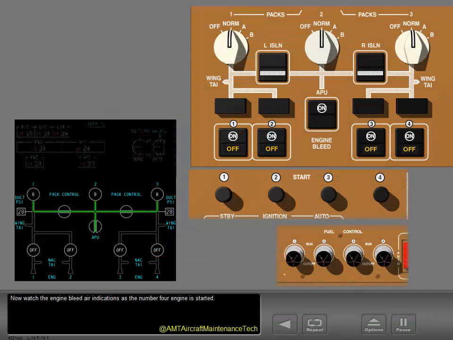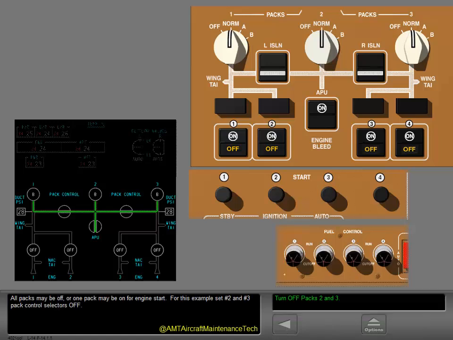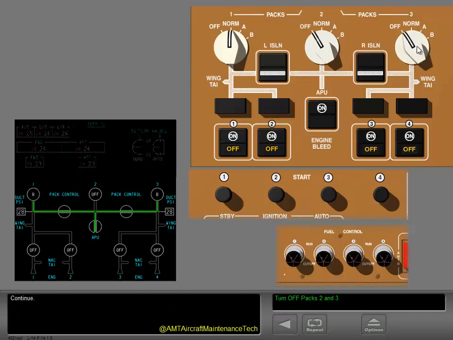Now watch the engine bleed air indications as the number 4 engine is started. All packs may be off, or one pack may be on for engine start. For this example, set number 2 and number 3 pack control selectors off. Continue. Start the number 4 engine.